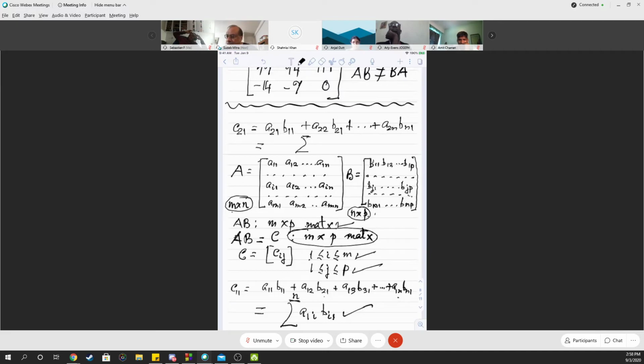Yes. And now, how will I write this in sigma notation? Who will tell me? This 2 and 1, 2 and 1, 2 and 1 are fixed. So, sigma A2I B I1, I runs from 1 to n. Okay?